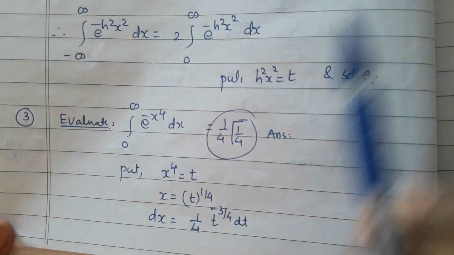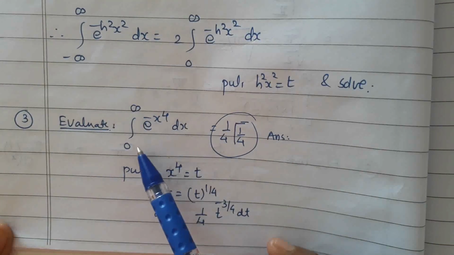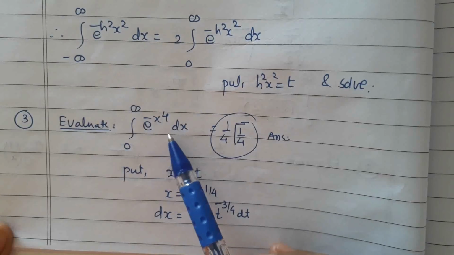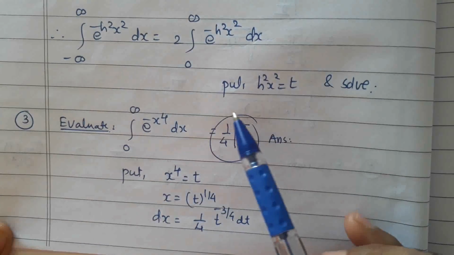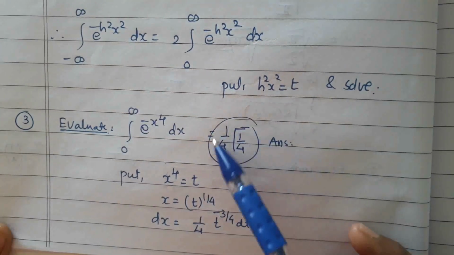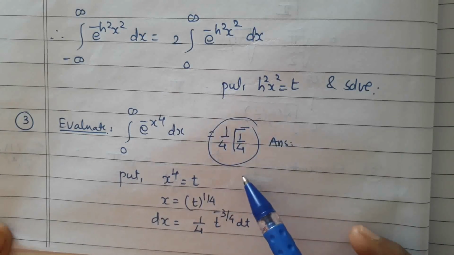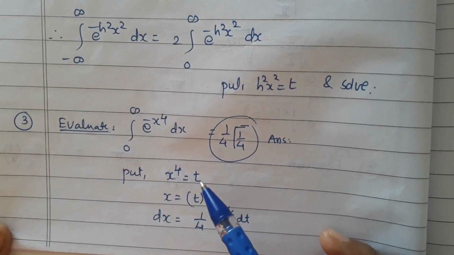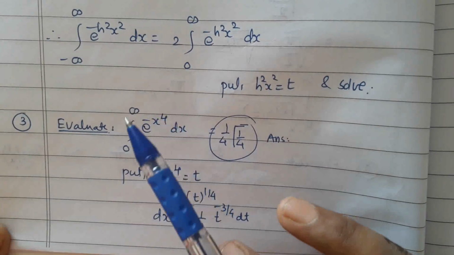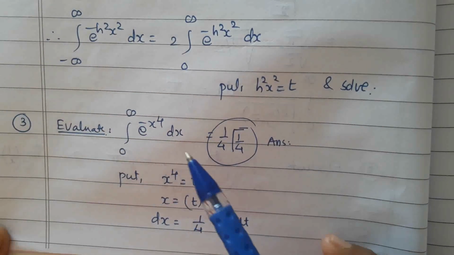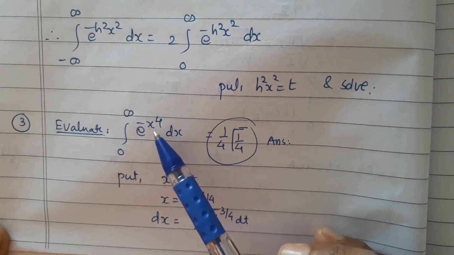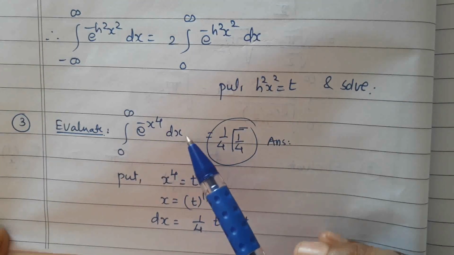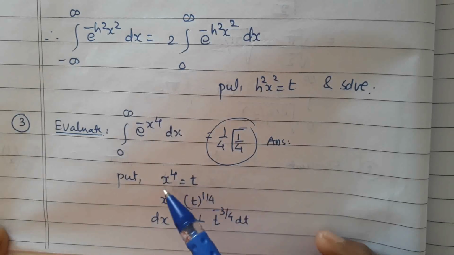Hint for the next problem. Next problem is evaluate the integral 0 to infinity e raised to minus x raised to 4 dx. Show that the value is 1 by 4 gamma 1 by 4. So use the substitution x raised to 4 is equal to t. To write this integral in the form of gamma function, we get a single variable here, and along with that in the dx the power of x will be adjusted.